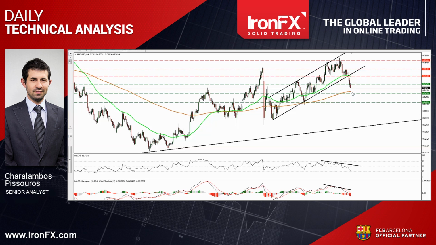Our short-term oscillators detect negative momentum and amplify the case for further declines. The RSI fell below 50 and is now headed towards its 30 line, while the MACD, already below its trigger line, has turned negative.